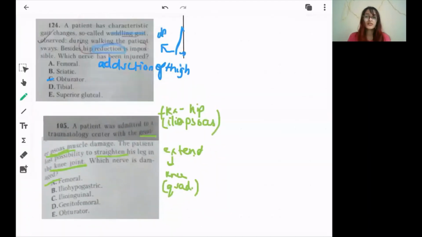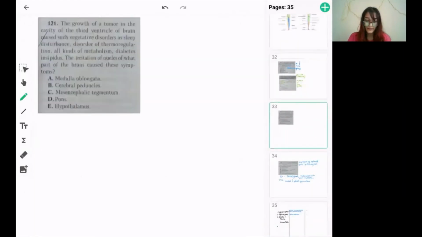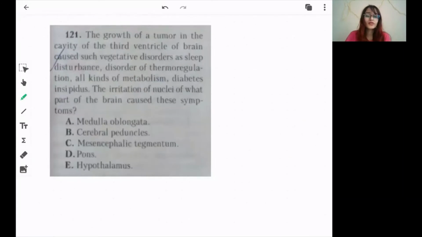So this was a short review of the nerves of the lower limb. Okay, so let's move on to the next question. They are saying that there is a tumor in the third ventricle of the brain and it has caused such symptoms: sleep disturbance, disorder of thermoregulation, all kinds of metabolism and diabetes insipidus.